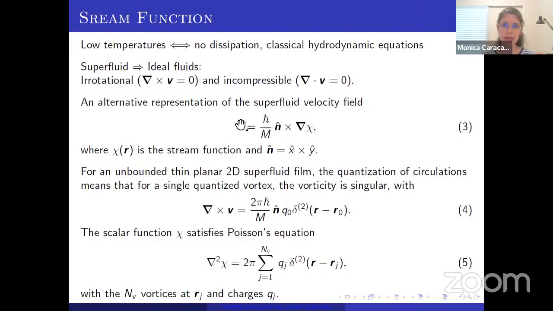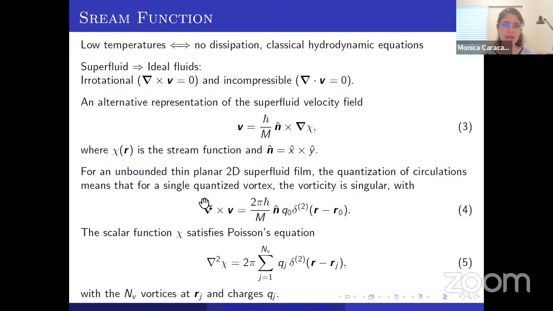Before, you had to define the velocity with the gradient of the phase, but here we have an alternative description, that basically is the curl of the stream function times e z, which just represents the normal to the plane. Remember, well, this quantized condition for the circulation gives us that the vorticity has a delta function, where the position is the position of the vortex.